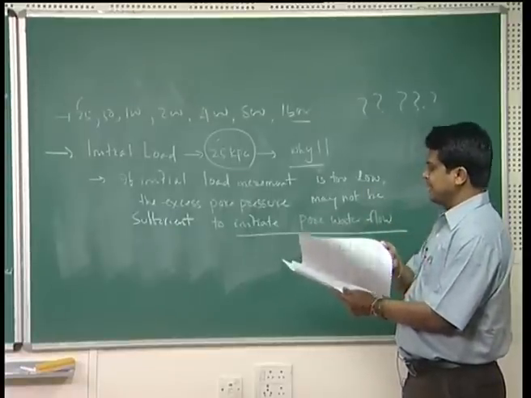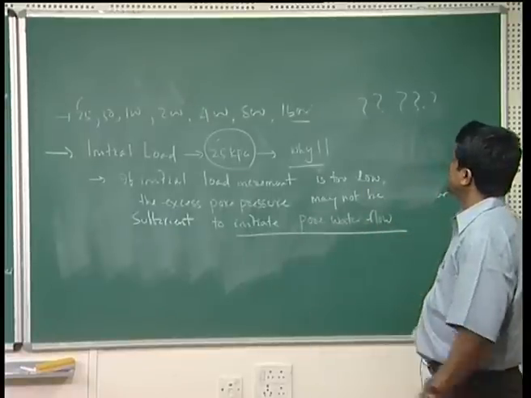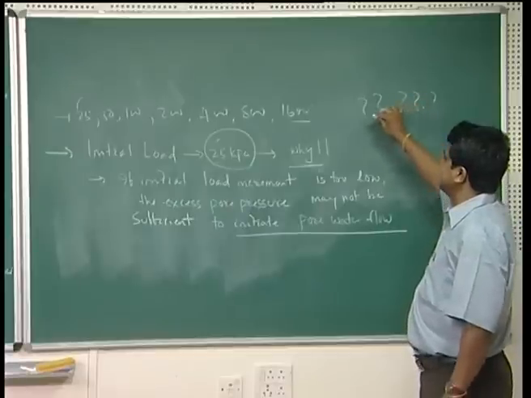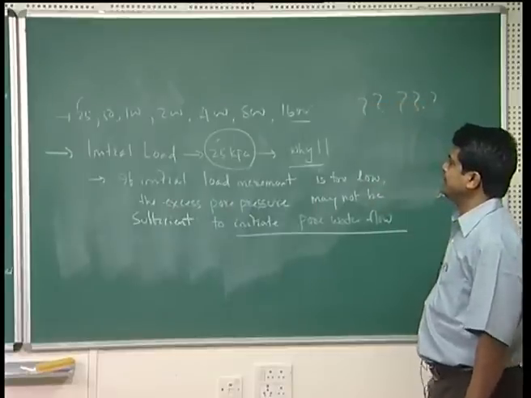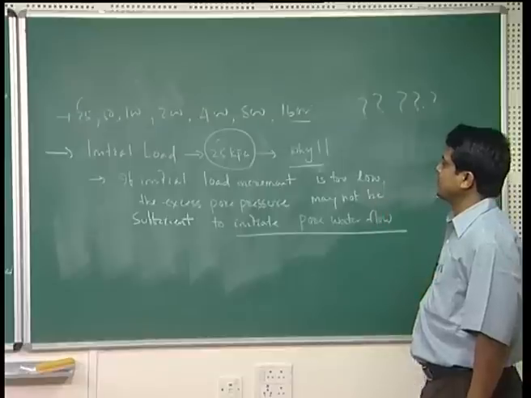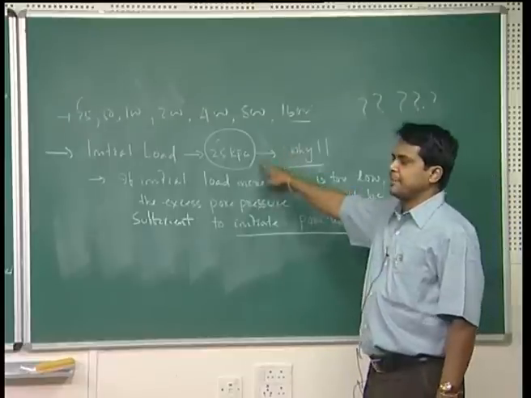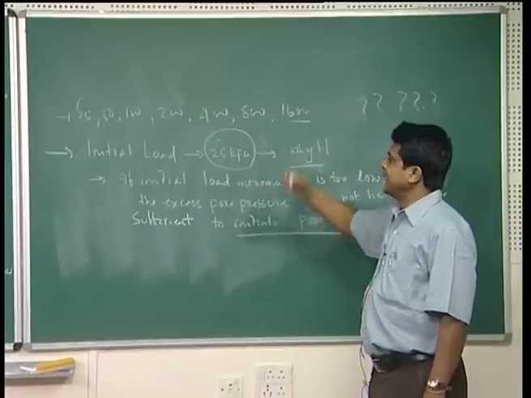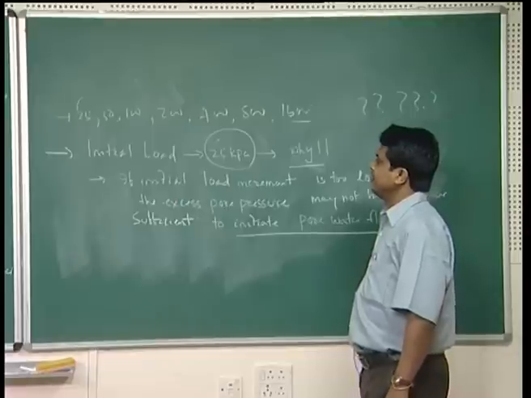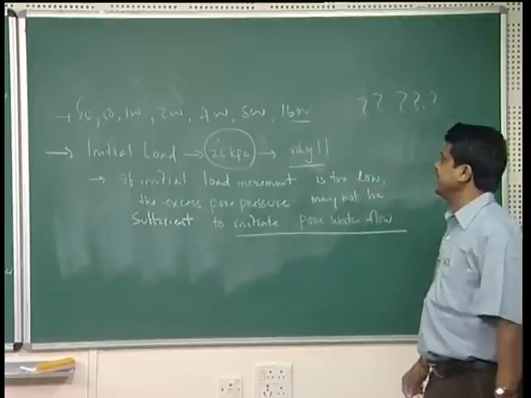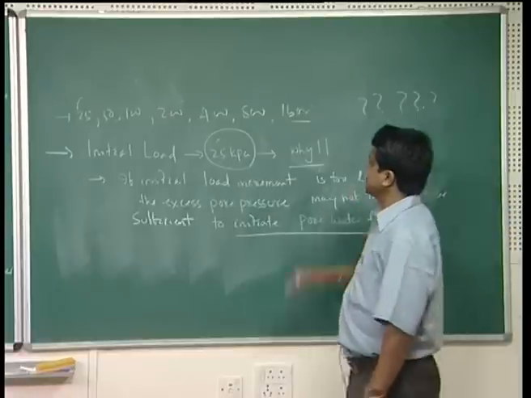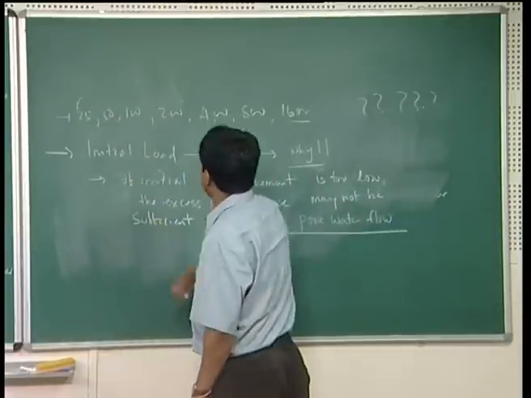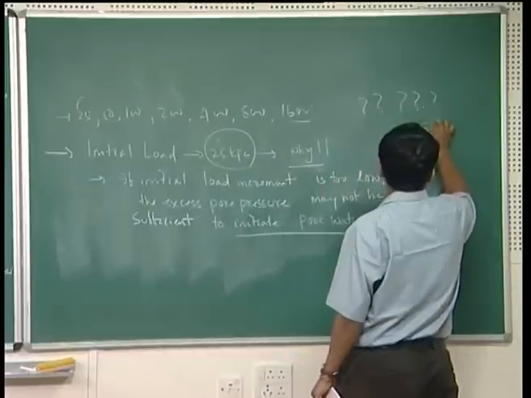So, these are the two guidelines while doing the test. For the initial load increment, you apply 25 kPa minimum, and afterwards you go with 50, 100, 200, 400, 800 and 1600. Suppose you apply a load of 50 kPa.